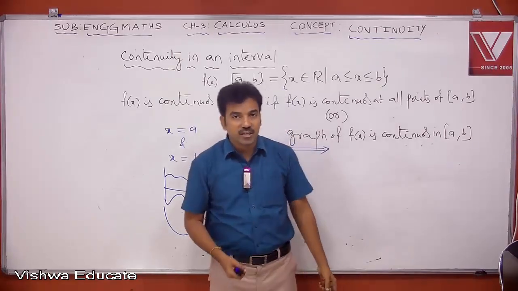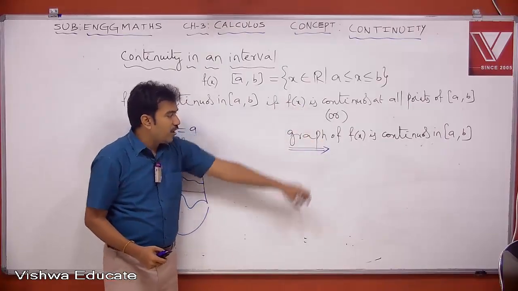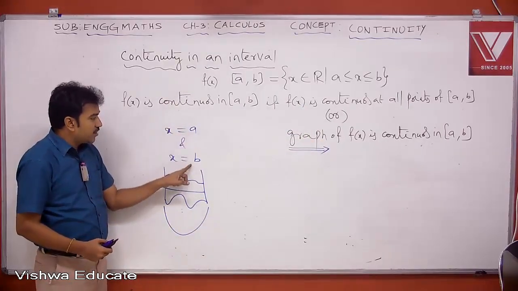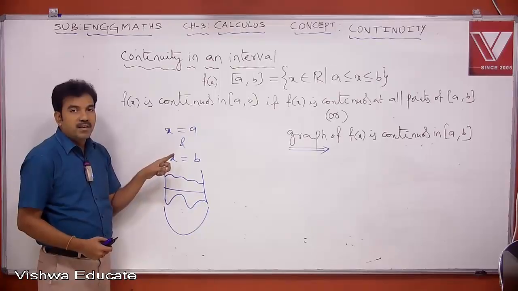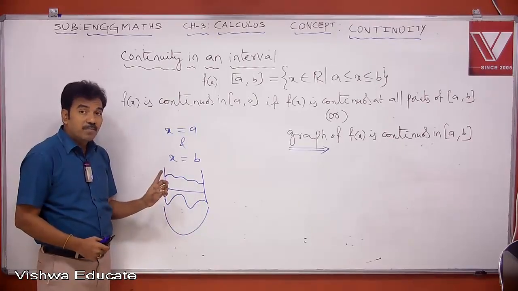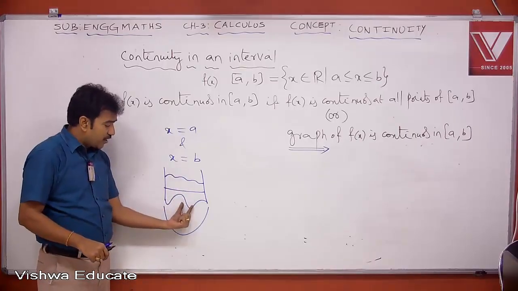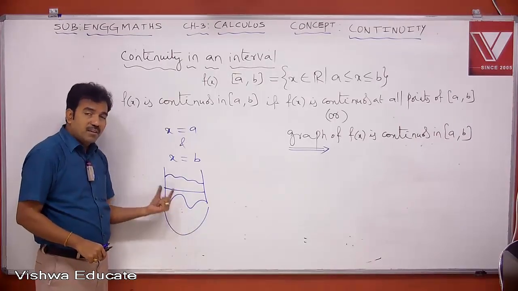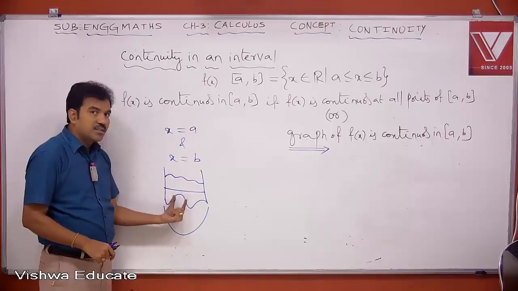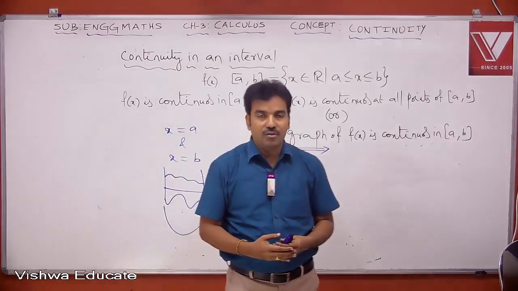Another equivalent definition is the graphical representation. So draw the graph of f of x between the boundaries x equal to a and x equal to b. If the graph of f of x between the two boundaries has no breaks, it must be continuous. You can have fluctuations, like this. But if the graph has no break between the boundaries x equal to a and x equal to b, then the graph is continuous. Okay.